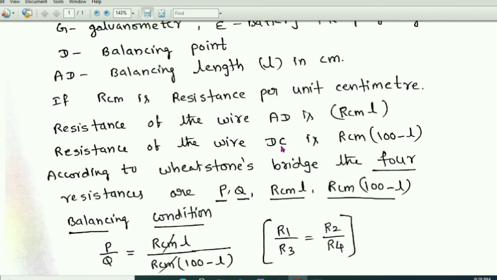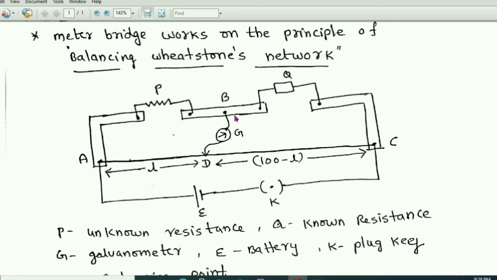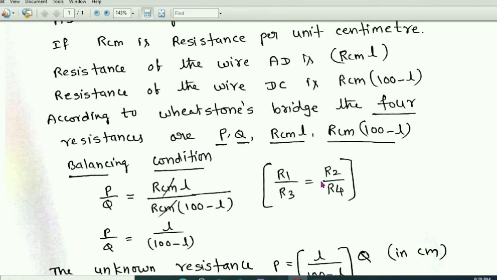Now the balancing condition of the Wheatstone's network, already we have discussed, is R1 by R3 equals R2 by R4. That means R1 and R3 are on either side of the galvanometer, and R2 and R4 are also on either side of the galvanometer. If you apply it here, this is the galvanometer. P and Q are both on either side of the galvanometer. So R1 by R3 means P by Q.